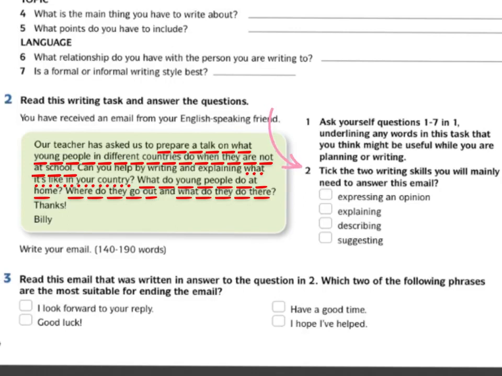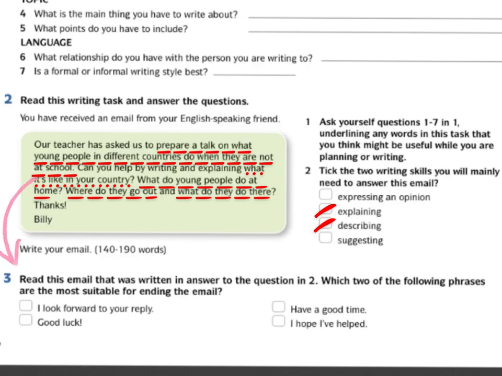Tick the 2 writing skills you will mainly need to answer this email. Are we expressing an opinion? Memberi pendapat? Not really. Are we explaining? Yes, we are explaining. Kita menerangkan. Are you describing? Yes, we are describing. Are we suggesting? No, we're not suggesting anything. Kita tidak memberi apa-apa cadangan di sini.